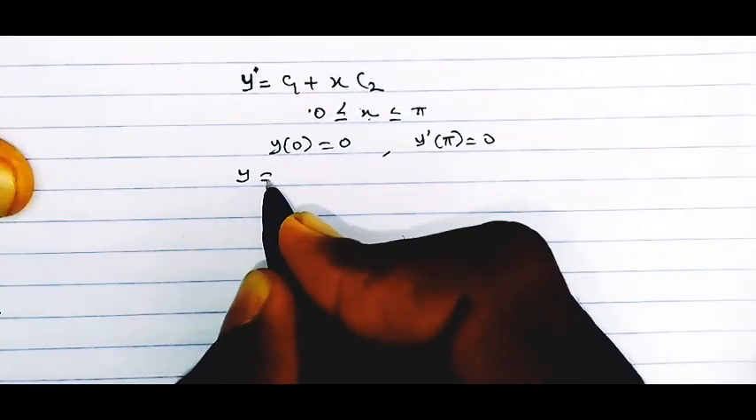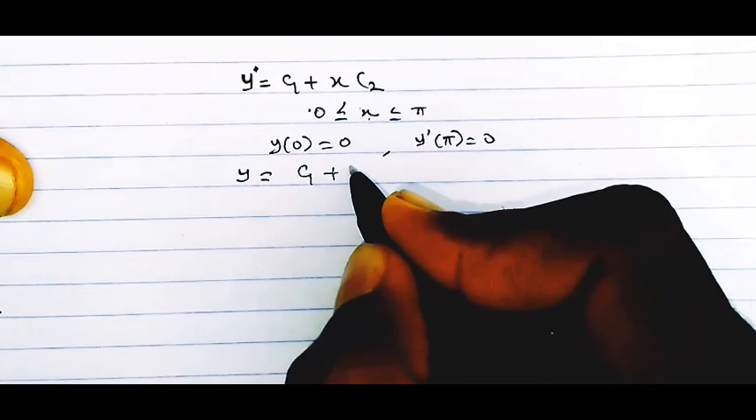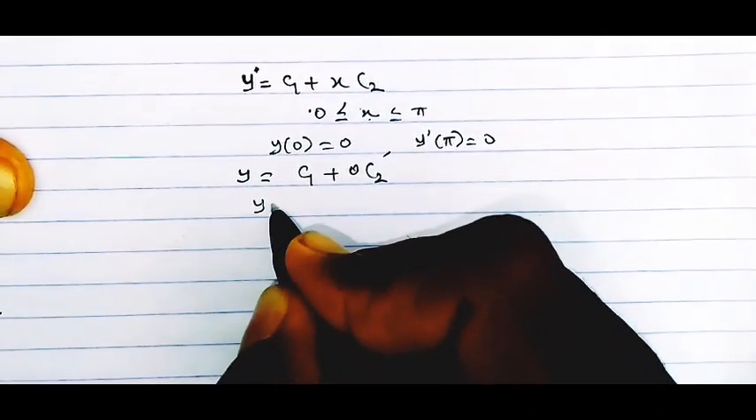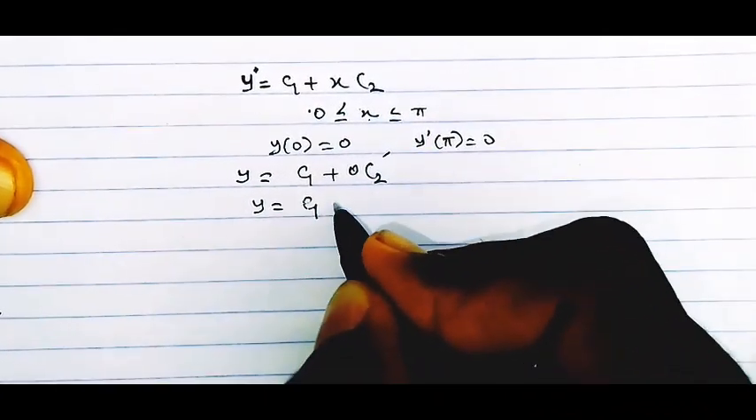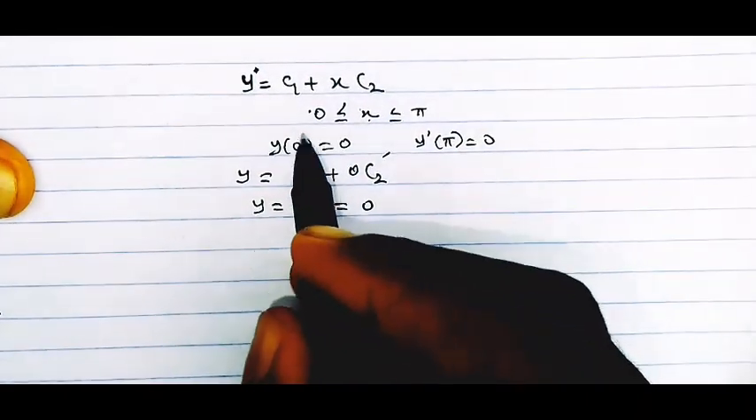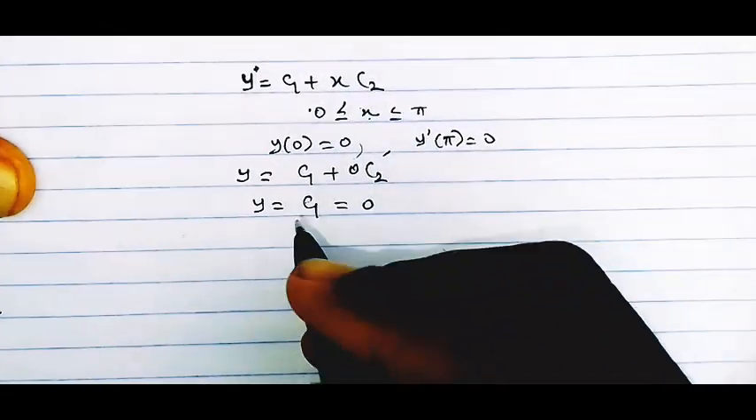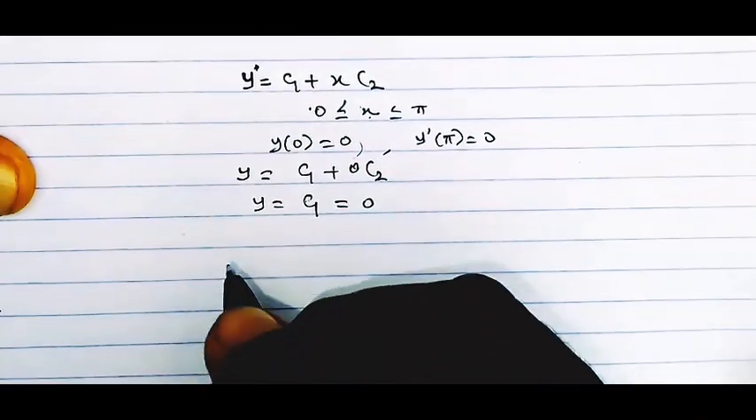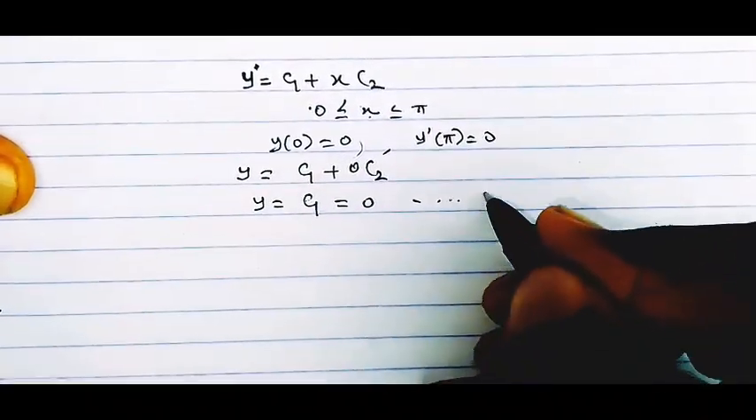So this is y is equal to c1 plus... when x is equal to 0, so this is 0, which makes y is equal to c1, and which makes c1 equal to 0 because of this condition. So let's apply our second boundary condition. C1 is equal to 0.